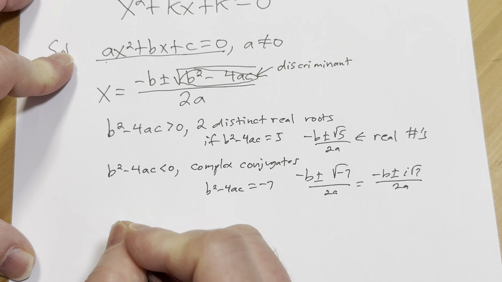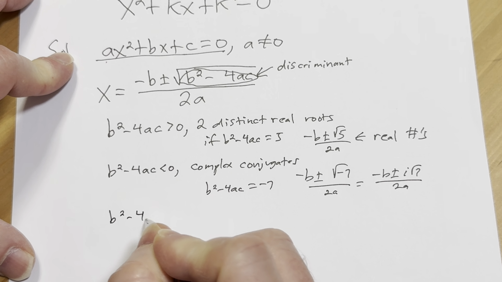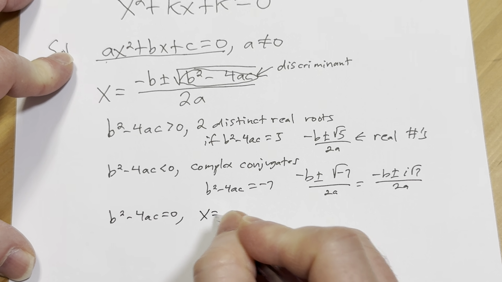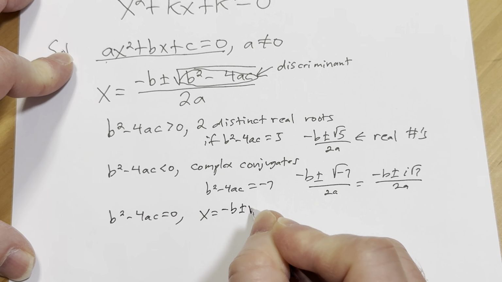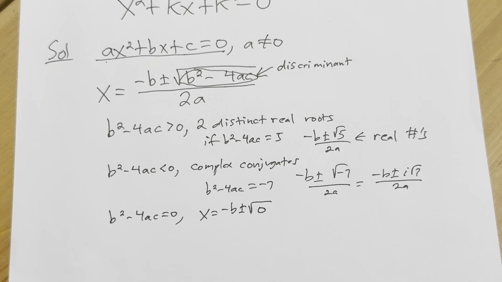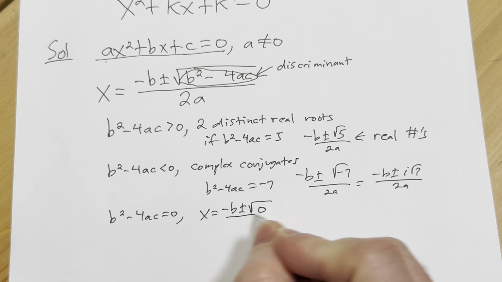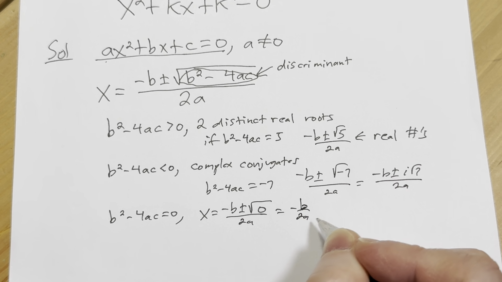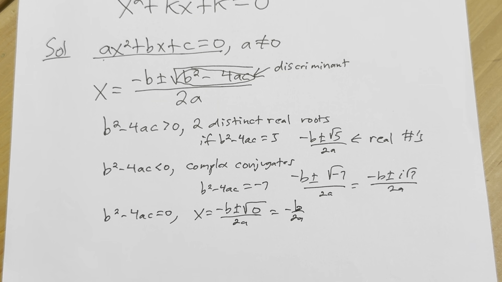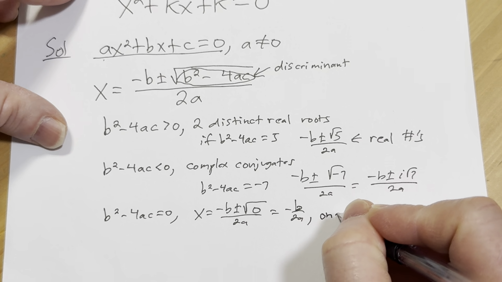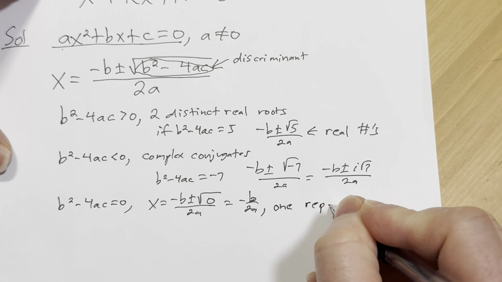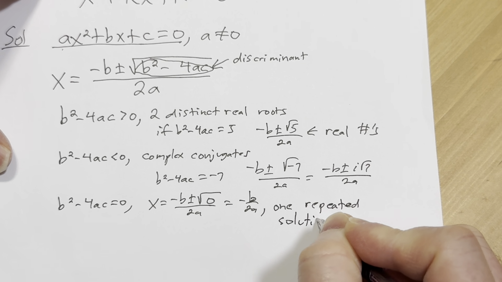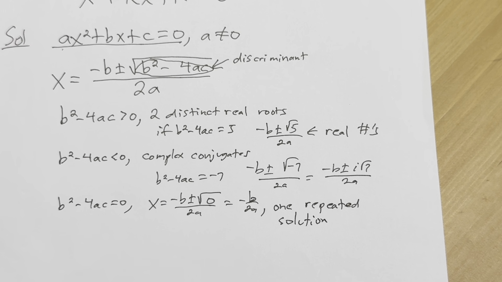And the interesting case that we're concerned with in this video is when the discriminant is 0. When that happens, let's look at the solution. We get x equals negative b plus or minus the square root of 0, replacing the discriminant with 0, over 2a. We get negative b over 2a. So we get one solution, and it is a repeated solution. In this case, we would say the solution has multiplicity 2.